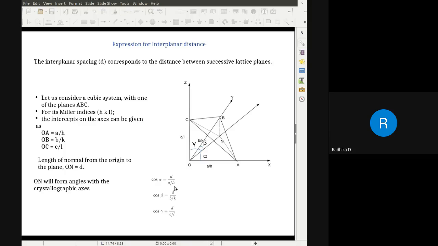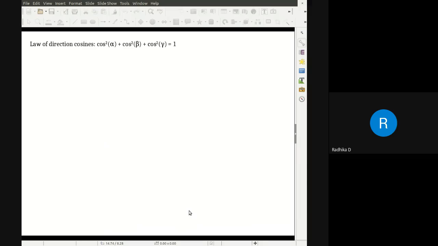So you're done with all this diagram. Then you find cos alpha, cos beta and cos gamma. So it is d divided by a by h. I can rewrite it as dh by a. It's like 1 divided by 1 by 2 is 1 into 2 by 1, the same way. Or x divided by y by z is x into z by y, the same way. So I can get this as dh by a. This is d by b by k becomes dk by b. d by c by l becomes dl by c.